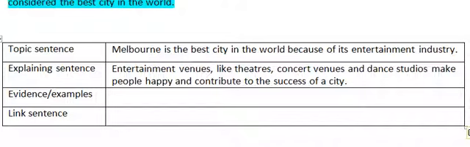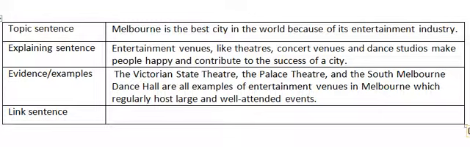I'd now like to show some specific evidence of entertainment venues in Melbourne. And so my next sentence is going to be about evidence or examples. And so I've grouped together 3 examples of venues in Melbourne: the Victorian State Theatre, the Palace Theatre, and the South Island Dance Hall, and used them to show examples of venues in Melbourne which host entertainment events. Finally, I want a link sentence, a sentence that will help make a transition to the next paragraph.